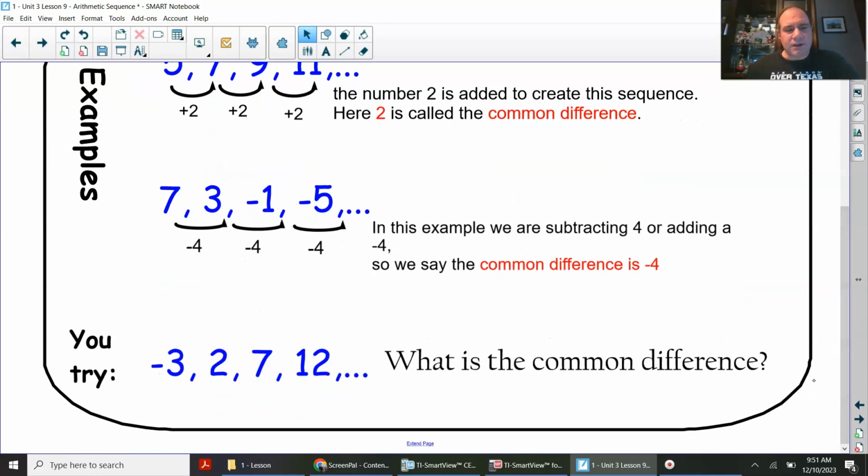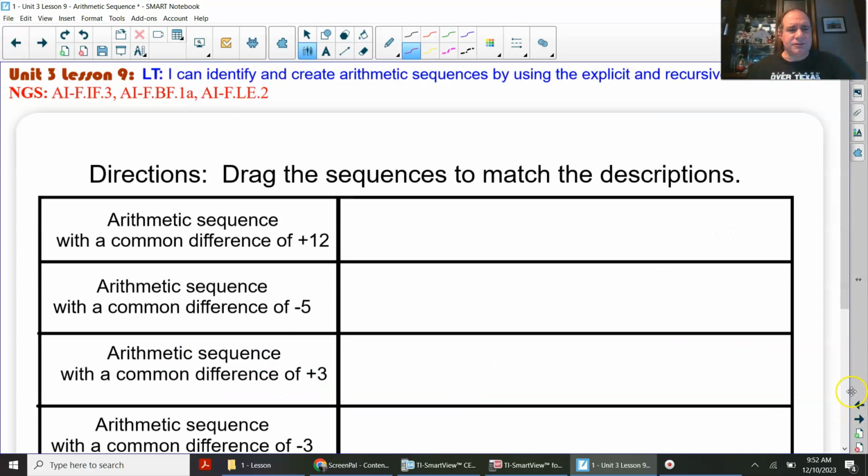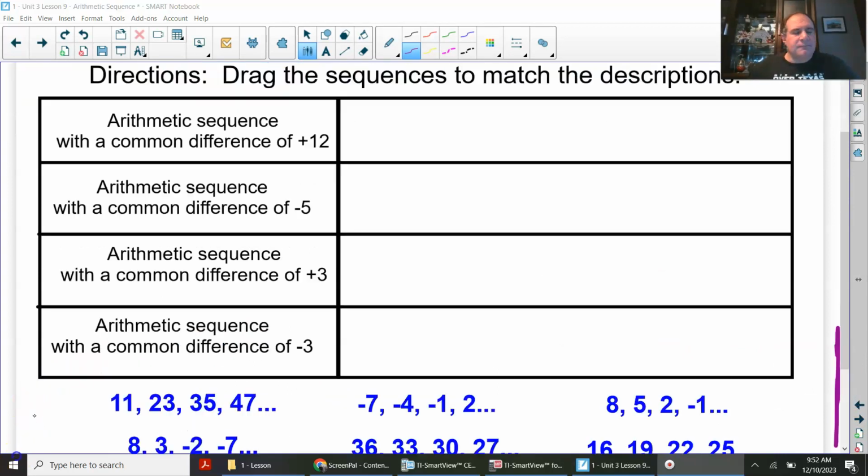So we're going to try. You make those loops and you see basically how we got from 3 to 8. Well, from 3 to 8, it looks like it's plus 5. And then plus 5 again. And then plus 5 again. So what's the common difference? It's 5. And you could put positive 5, but if you put 5, it's just kind of understood that it is positive 5.